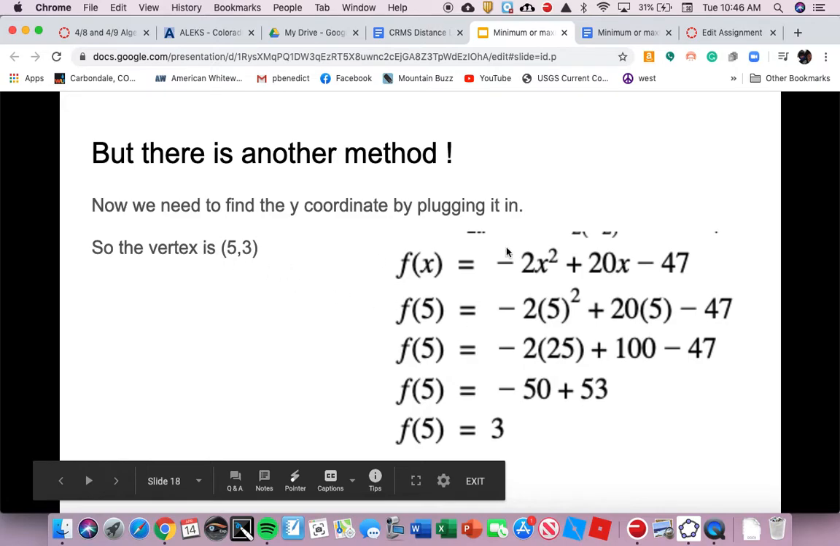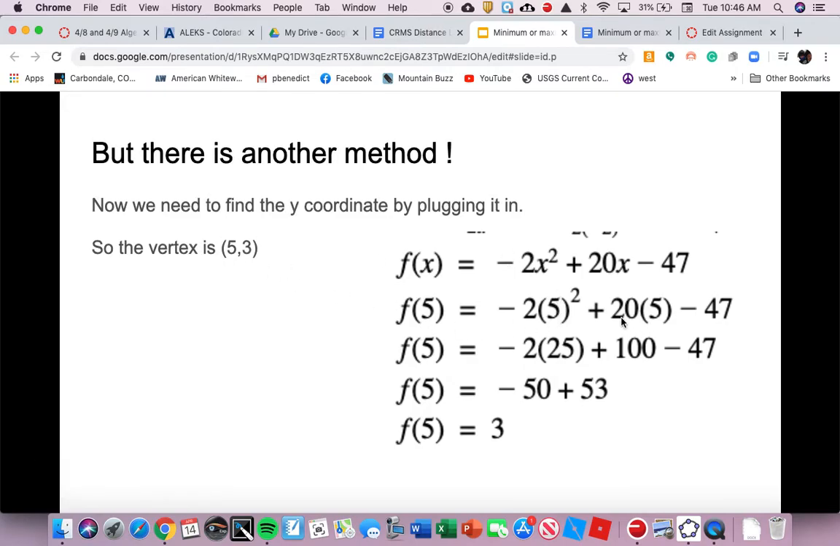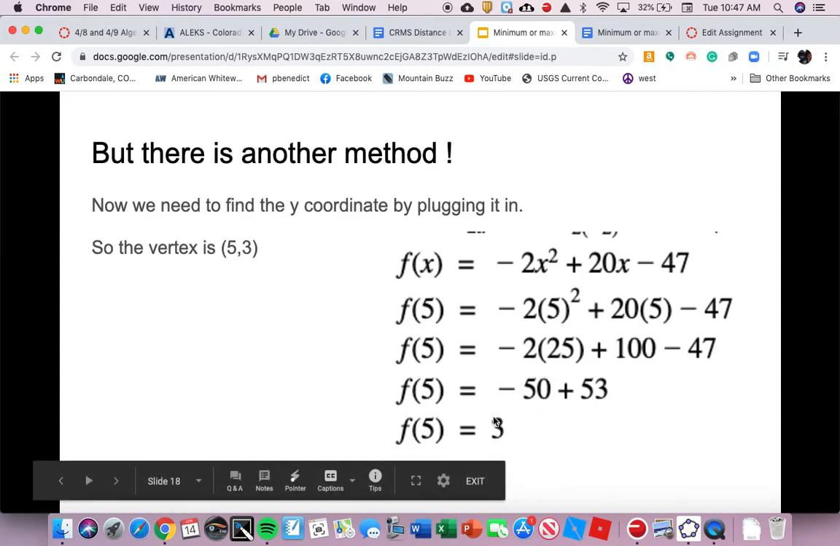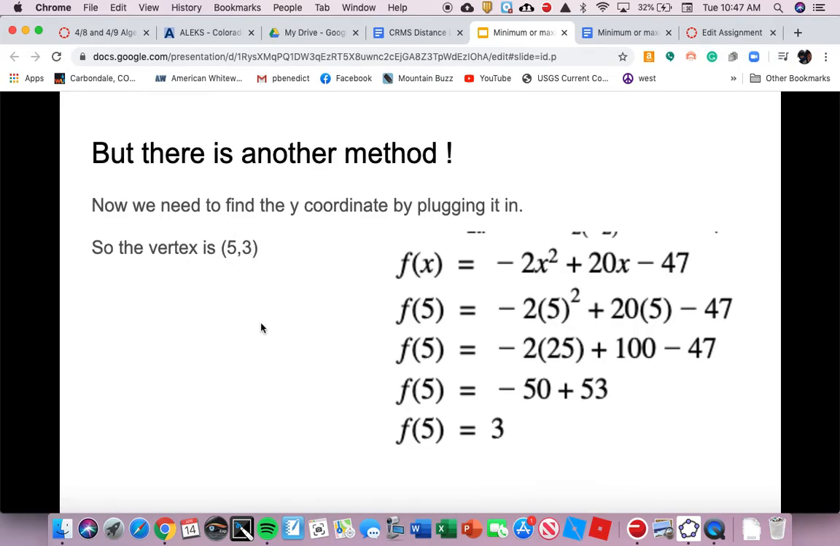Then I can just take that 5 and plug it into the equation. So here's the original equation, negative 2x squared plus 20x minus 47. And then I'm going to find f of 5. I'm going to plug in 5 everywhere there's an x and evaluate my way down, and I will find that it is 3. And so I can find that vertex 5, negative 3.